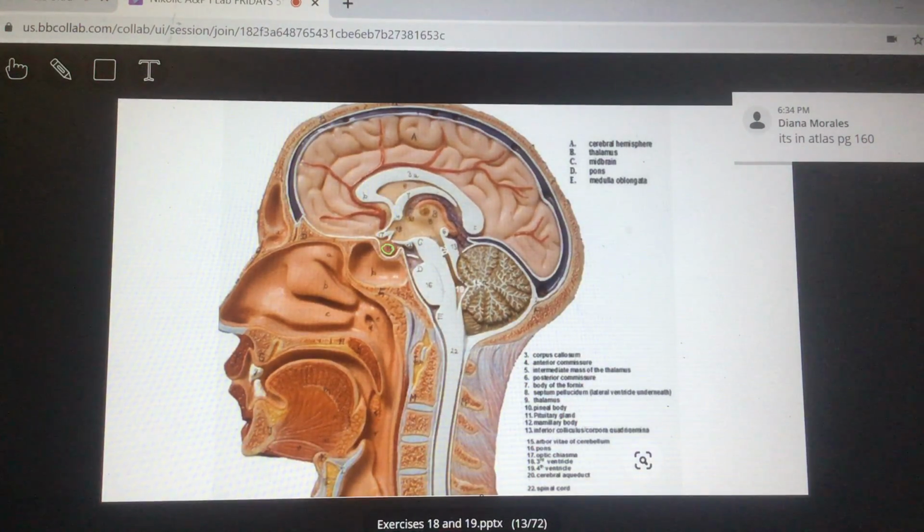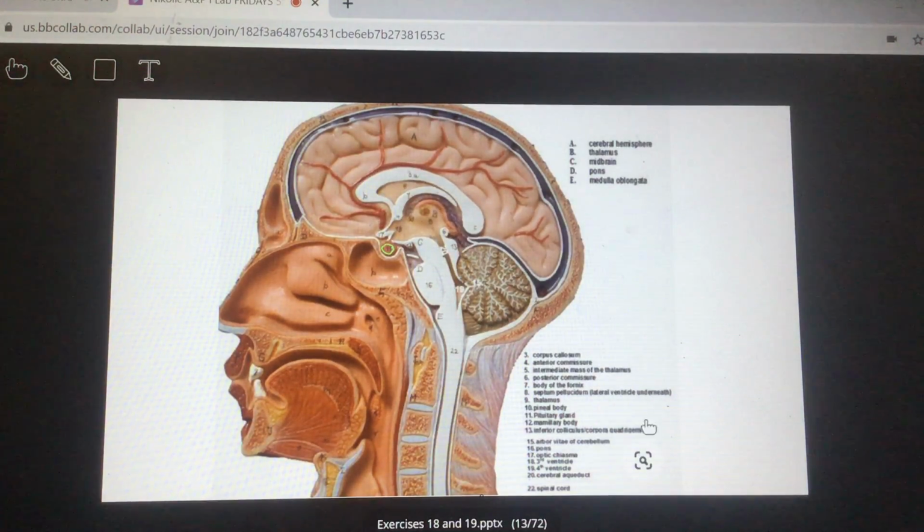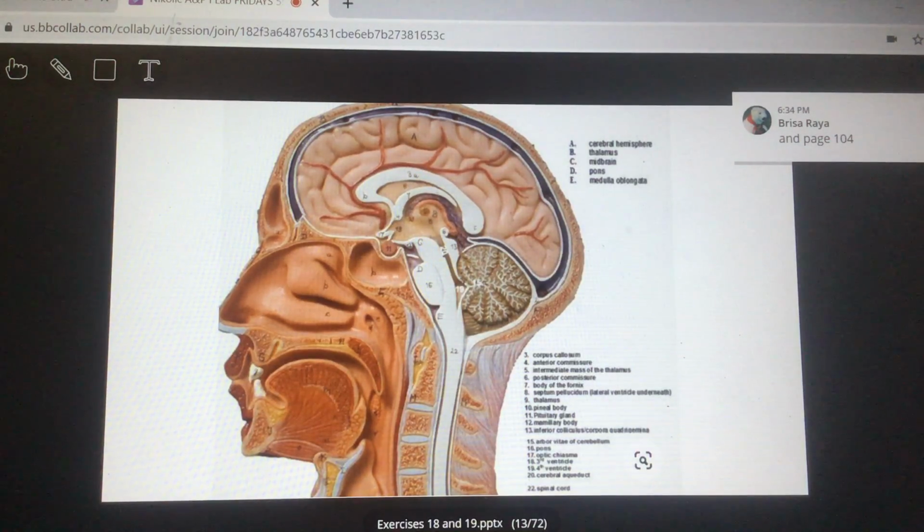Oh, that's in the Atlas, page 160? Sweet. Thanks, Diana. Awesome. So you want to definitely use all of your resources for this, just going over what we already know. That's the corpus callosum. That's the midbrain. That's the pons. Ooh, that's an ugly color. Hold on, I'm going to go black. Corpus callosum.